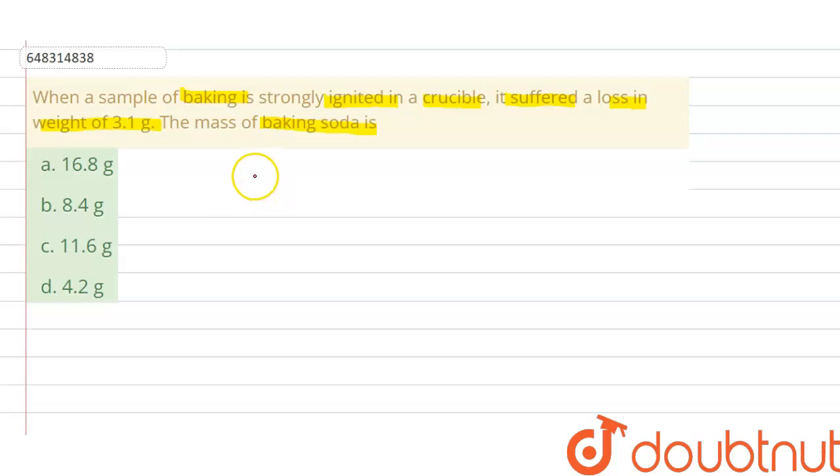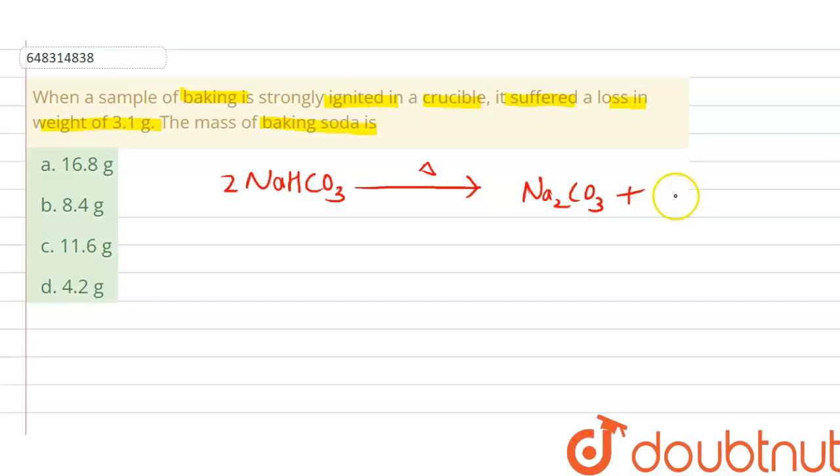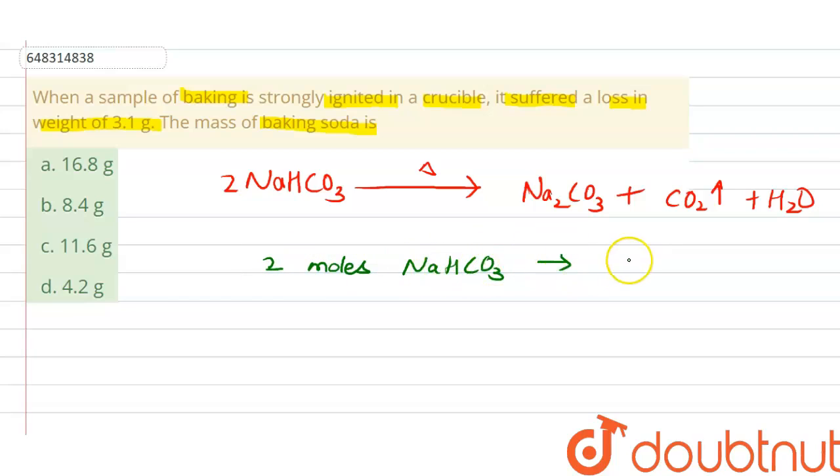So the equation of reaction is 2NaHCO3 heated to give Na2CO3 plus CO2, which escapes, and H2O. So we can infer from here that 2 moles of NaHCO3 gives 1 mole of CO2.